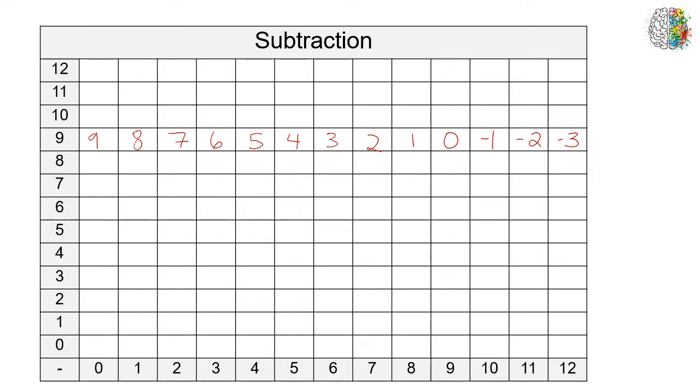If I take 12 minus 9, that is going to be 3. 11 minus 9 will be 2. 10 minus 9 will be 1. 9 minus 9 is 0. 8 minus 9 is going to be a minus 1. 7 minus 9 is a minus 2. 6 minus 9 is a minus 3. 5 minus 9 is a minus 4. 4 minus 9 is a minus 5. 3 minus 9 is a minus 6. 2 minus 9 is a minus 7. 1 minus 9 is a minus 8. And 0 minus 9 is a minus 9.